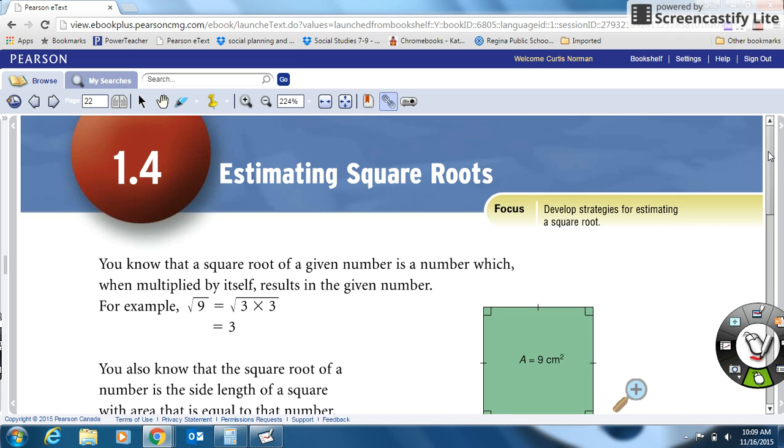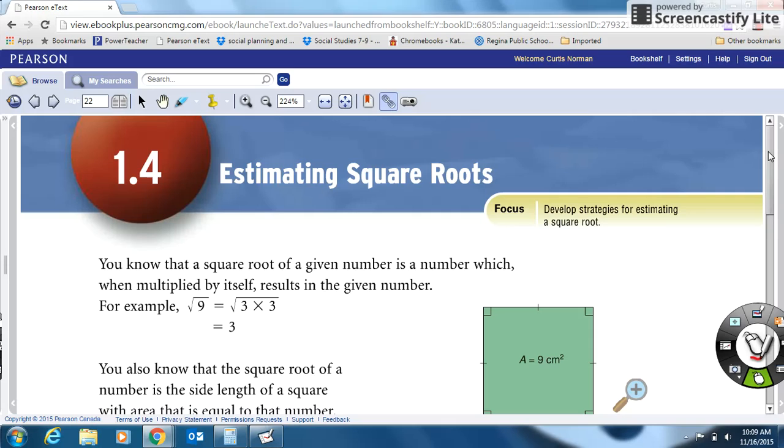The idea behind today's lesson is quite simple. Without using the square root button on your calculator, we're going to try and estimate the square root of numbers that are not perfect squares.